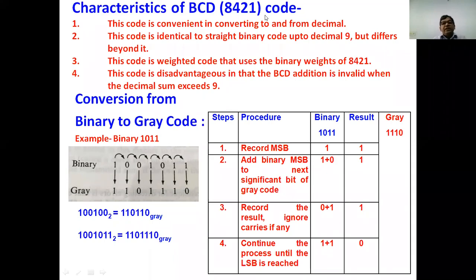This code is identical to straight binary code up to decimal 9, but differs beyond it. This code is a weighted code that uses the binary weights of 8421. This code is disadvantageous in that the BCD addition is invalid when the decimal sum exceeds 9.